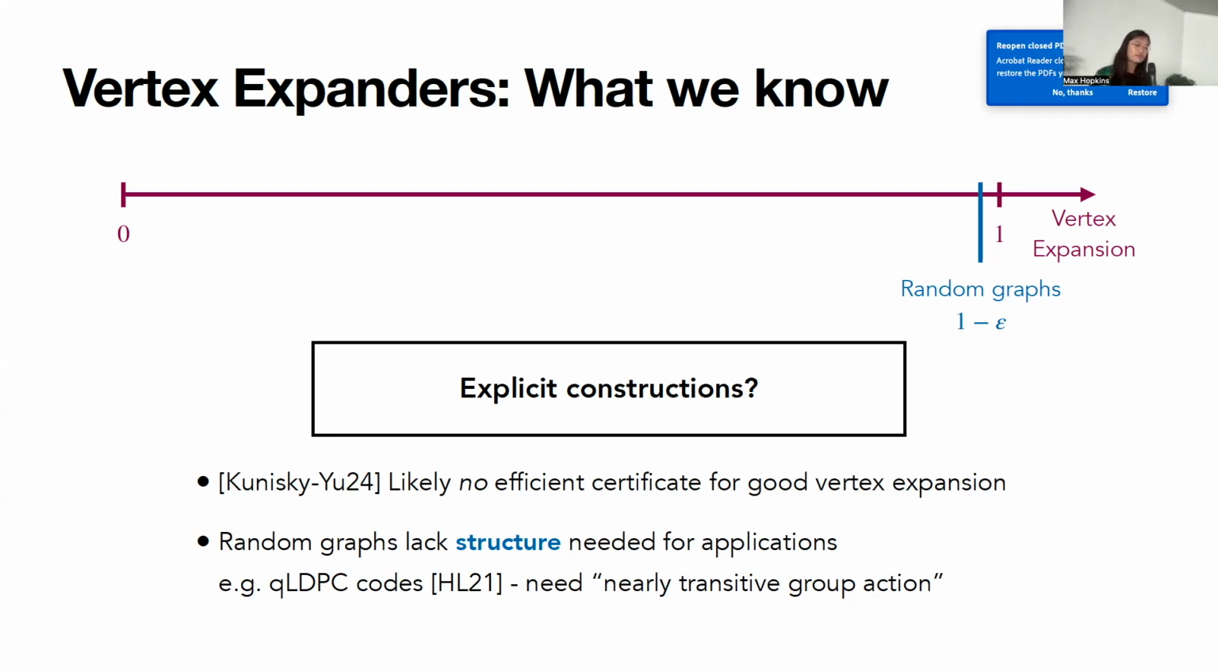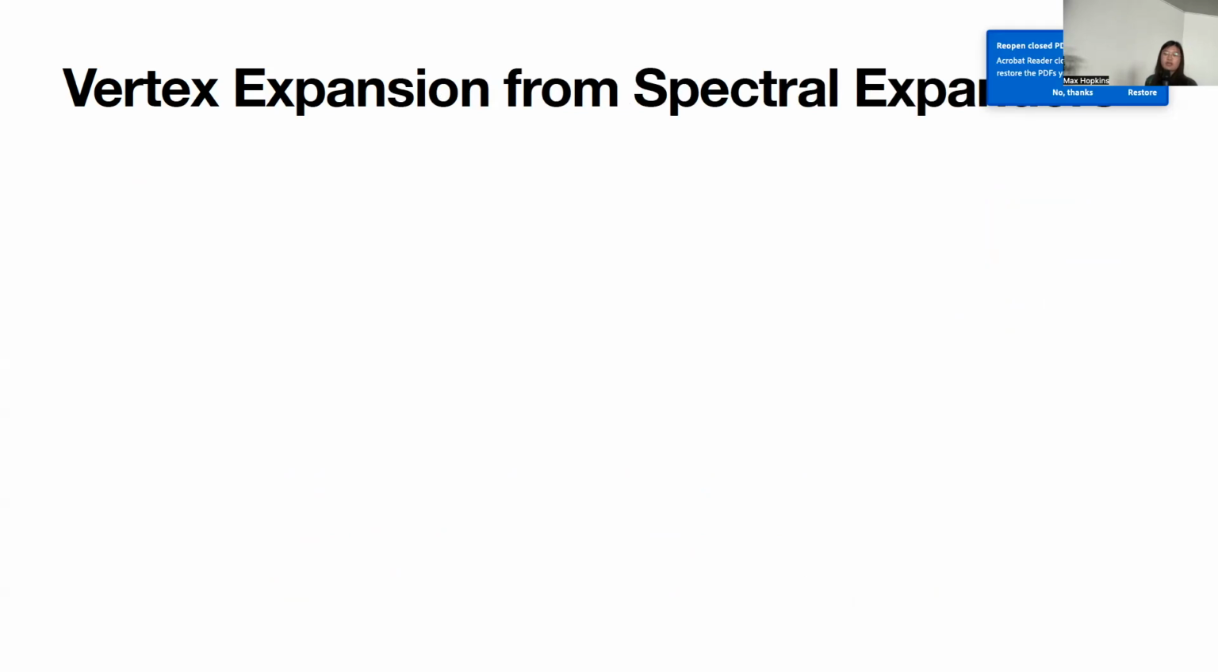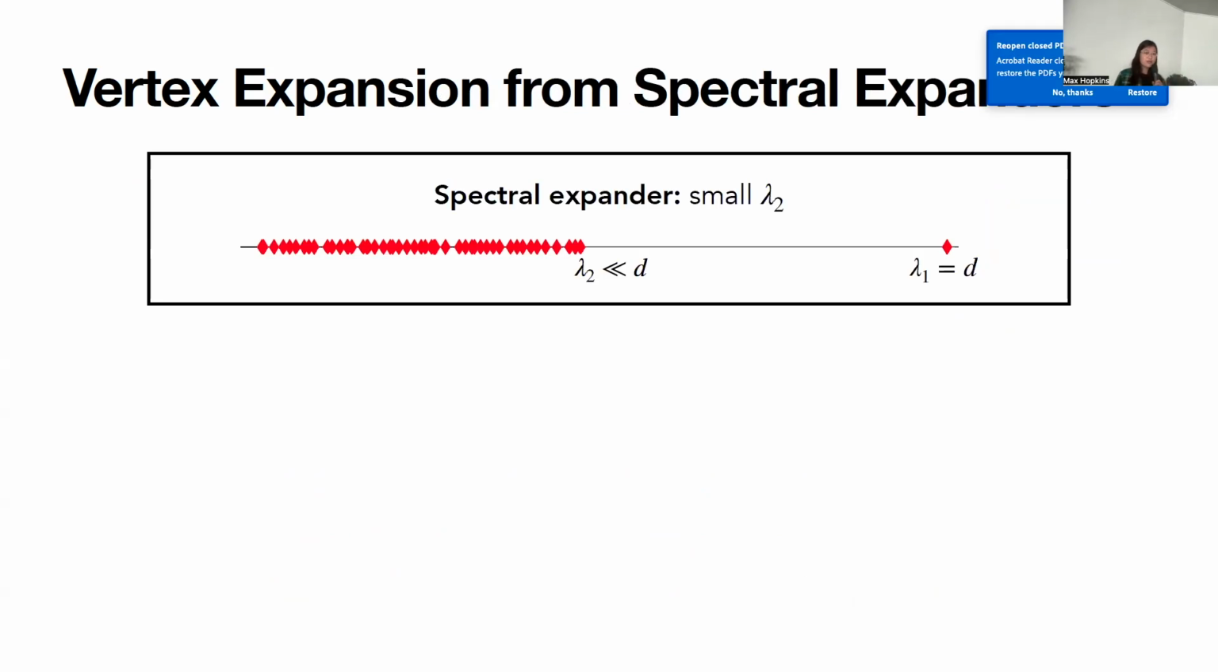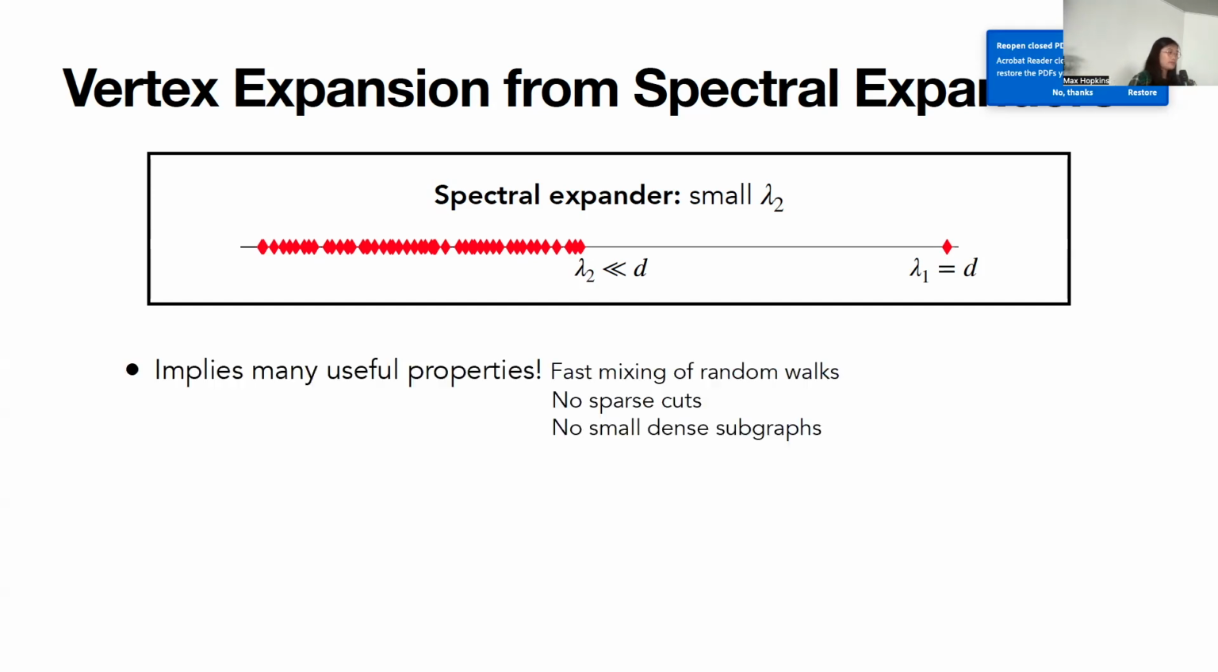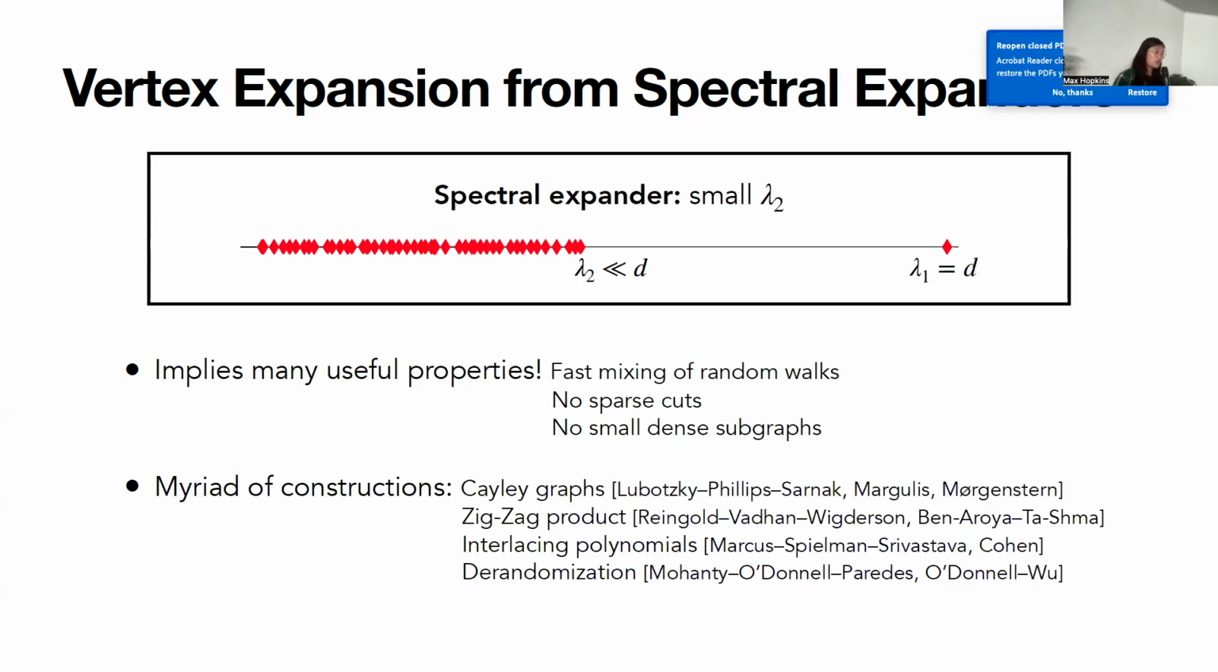What is the best we have? Well, I already told you that there is some vertex expansion you can get from spectral expansion. So let's talk a bit about that. Let me just remind you what a spectral expander is. A spectral expander is a graph where the second eigenvalue is much smaller than the first. The top eigenvalue is always going to be d, the degree of your graph. The second one, you can hope to be much smaller. So if it's very small compared to d, then we'll say your graph is a good spectral expander. It has many useful properties, and we also know how to construct them in many different ways.